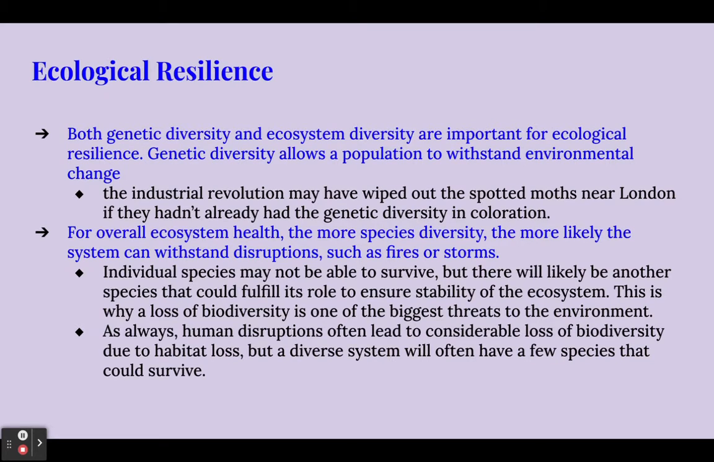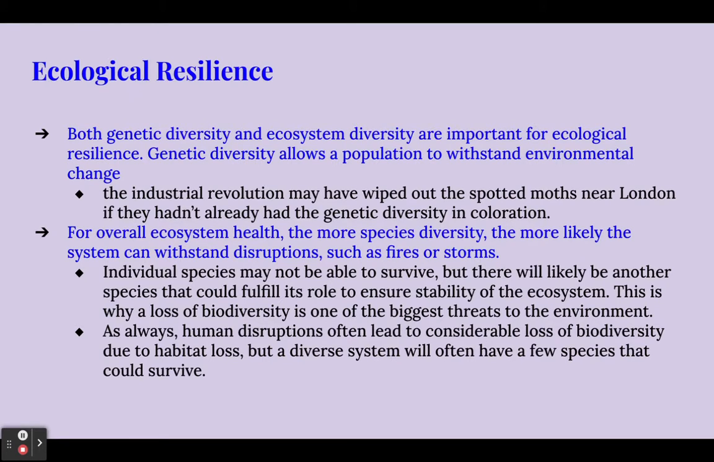So we've already looked at the peppered moths during the Industrial Revolution. If they hadn't already had that genetic diversity in color, it would have wiped out that entire population. For overall ecosystem health, the more species diversity you have, the more likely the system can withstand disruptions. So, a good example is the desert environment. There's not a lot of species that live there, they do not have a lot of ecological diversity. So, if something was to happen to the desert, let's say it became a cold type of weird environment, those species are very likely to get wiped out very easily, and that ecosystem is likely to collapse.